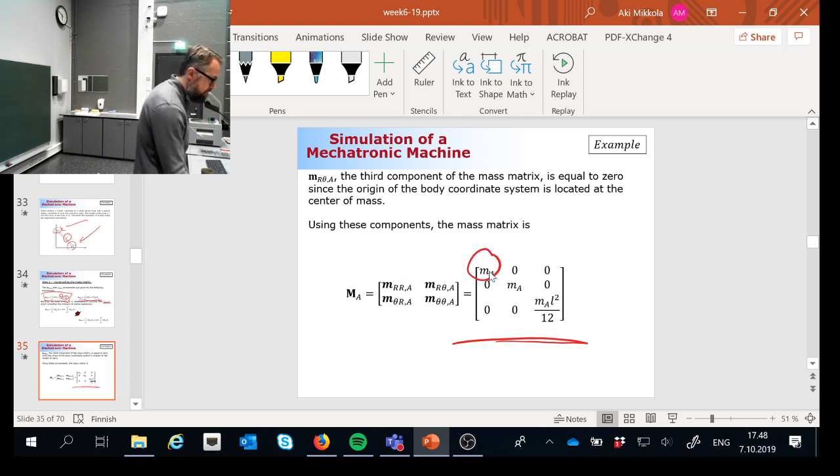Here is the mass of the body. This is the mass moment of inertia.